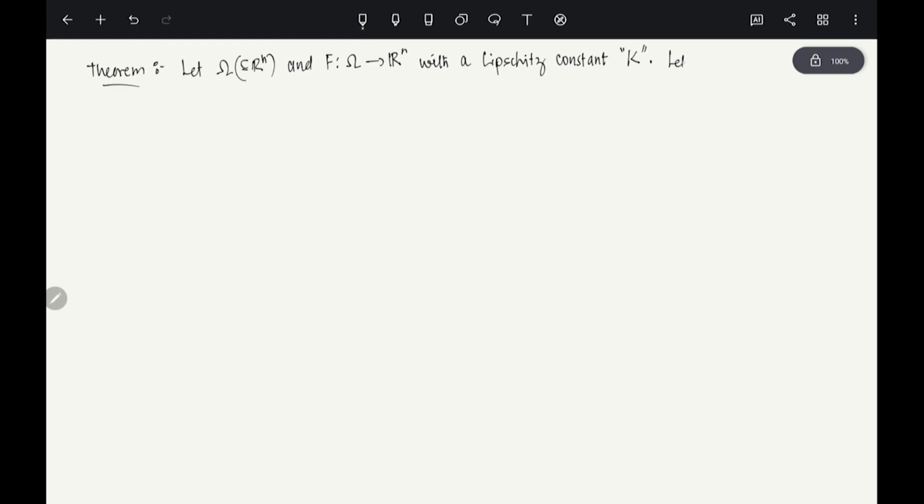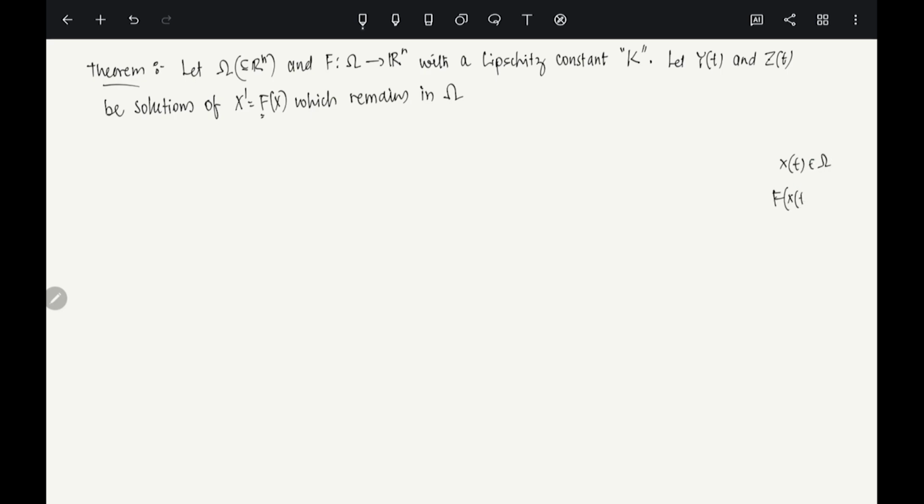Now if that happens, we assume y of t and z of t are solutions of x prime equals f of x, which remain in omega. You see, you are getting two solutions, y of t and z of t, and those solutions have to be in omega, because otherwise f is not defined. For every t, x of t should be in omega, because you also have to define f of x of t for this equation to work.